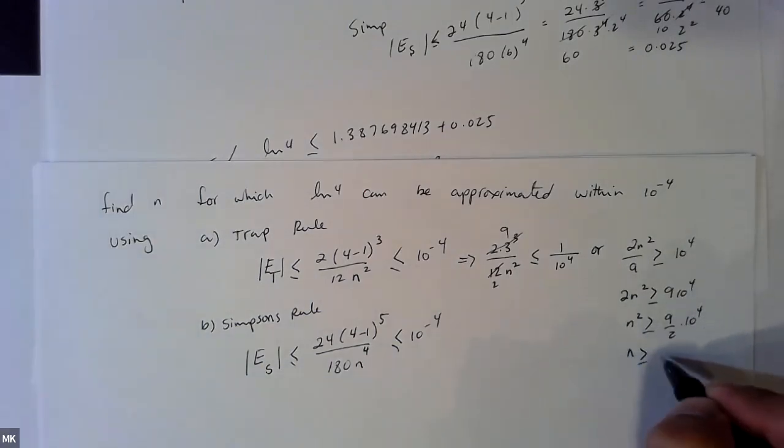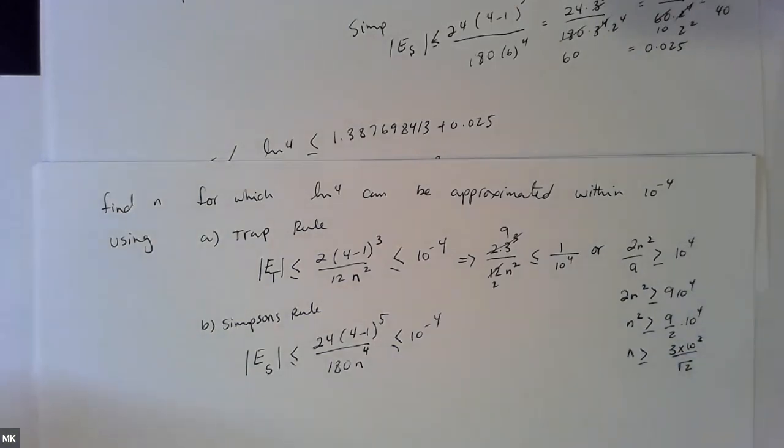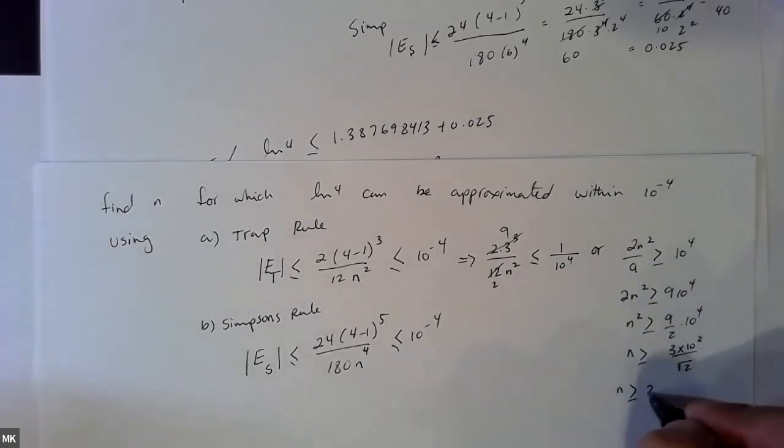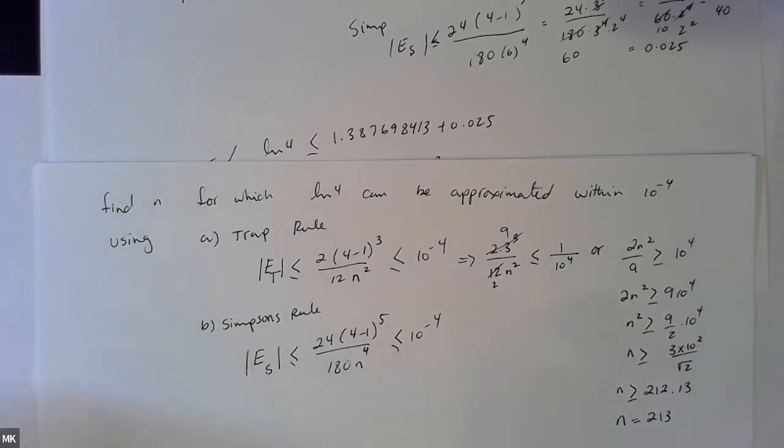Or of course, n is greater than or equal to 3 times 10 squared over root 2. So I say 300 divided by root 2. I get 212.13. Because you want it to be greater than or equal to that, and you want whole numbers for your n, n has to be 213 or more, because you have to be bigger than 212 and a whole number, so 213.